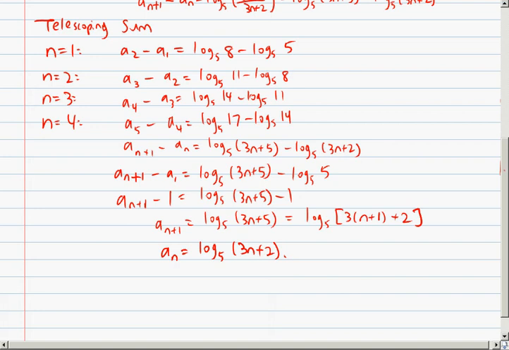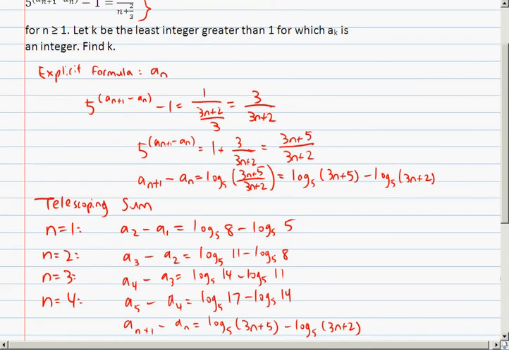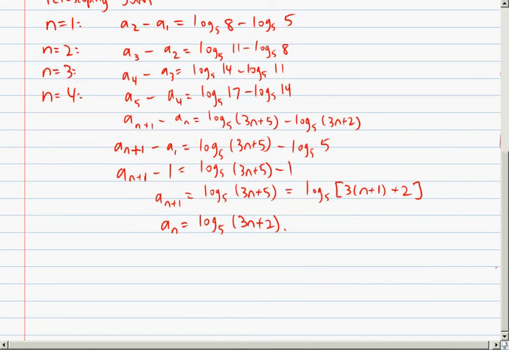Now, the original problem statement says to find k, the least integer greater than 1 for which a sub k is an integer. And basically, we see that a sub n equal to log base 5 of 3n plus 2 is an integer only when 3n plus 2 is a positive integer power of 5.